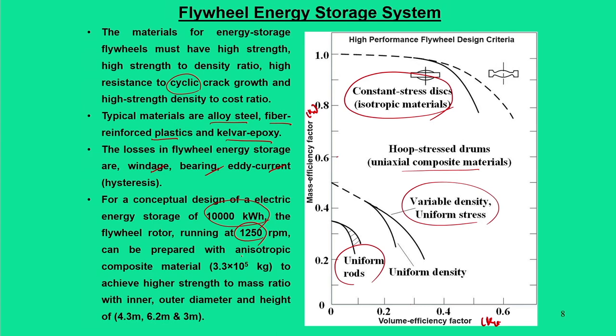They can be prepared with anisotropic composite materials, for which the mass requirement will be 3.3 into 10 to the power 5 kg, and the size can be an inner and outer diameter of 4.3 meter and 6.2 meter, and 3 meter. So, these are just tentative numbers that give the typical size of the storage unit we require. So, there is no point in going for low energy storage with large cost or large size of the material.